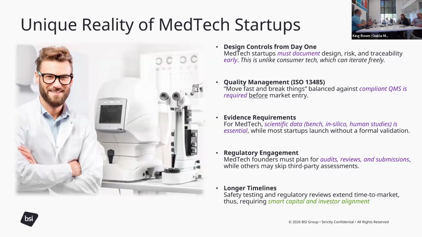Also, ISO 13485 is a way that you can demonstrate that you can manufacture or design your device. We'll talk a little bit more about how that works. And then how to establish evidence that your device works both on the benchtop and then from a clinical perspective. And then also looking at, okay, how do you engage with regulators and actually get your approval, which is a skill in itself.